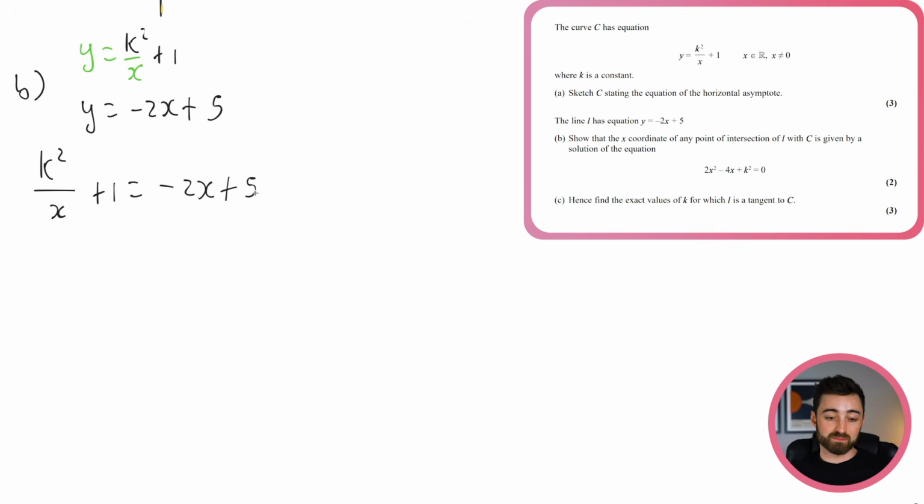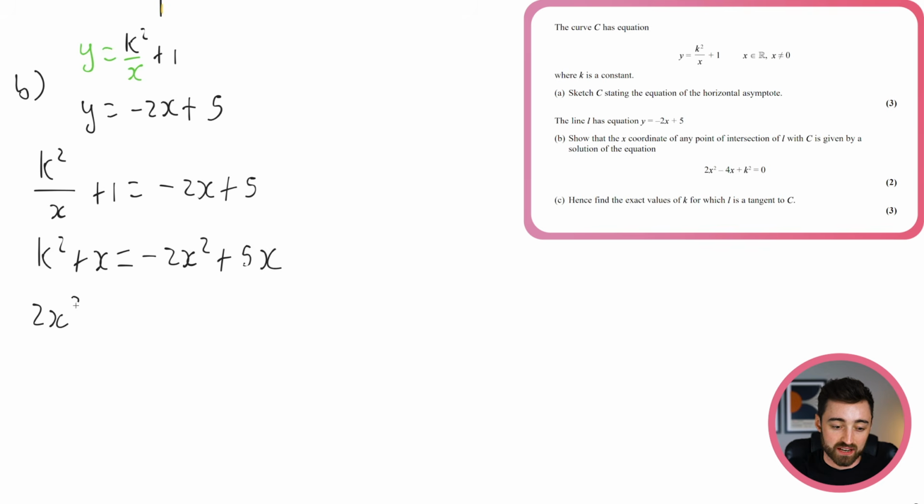Solve. Multiply up by x, because we don't like fractions. So I'm going to get k squared plus x equals minus 2x squared plus 5x. Looking to be a bit quadratic, is it not? Stick it all onto one side. Let's put this over here. I'm going to get 2x squared. And then I've got an x here, and I'm going to take 5x from both sides. I'm going to get minus 4x. And then I've literally just got this k squared now, haven't I? Plus k squared equals 0. Is that the answer? It is. I can still do maths.